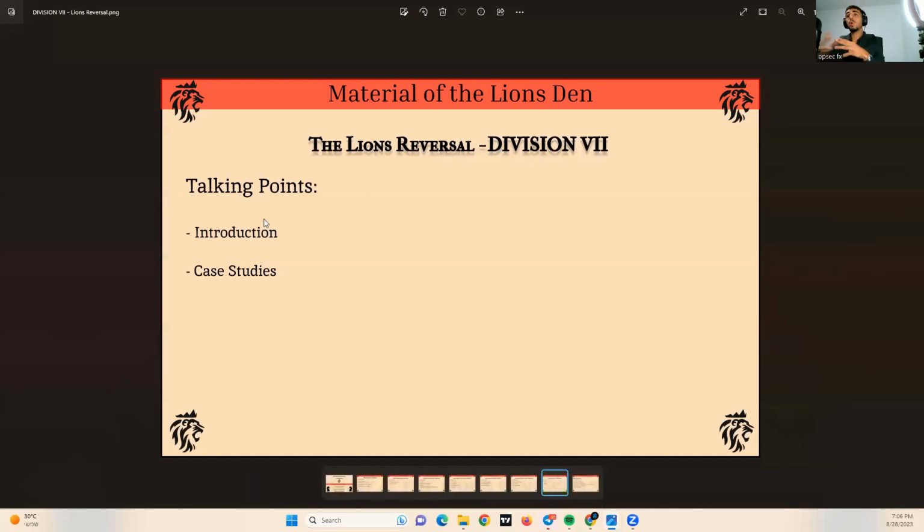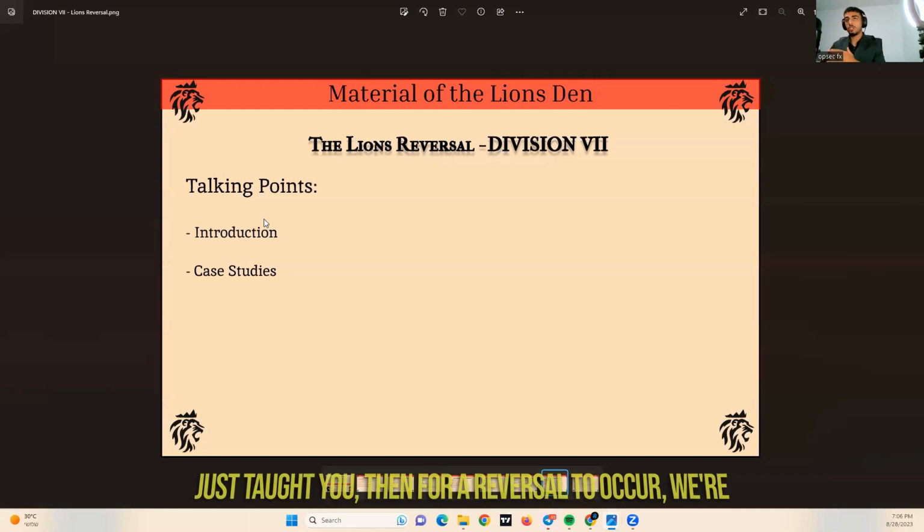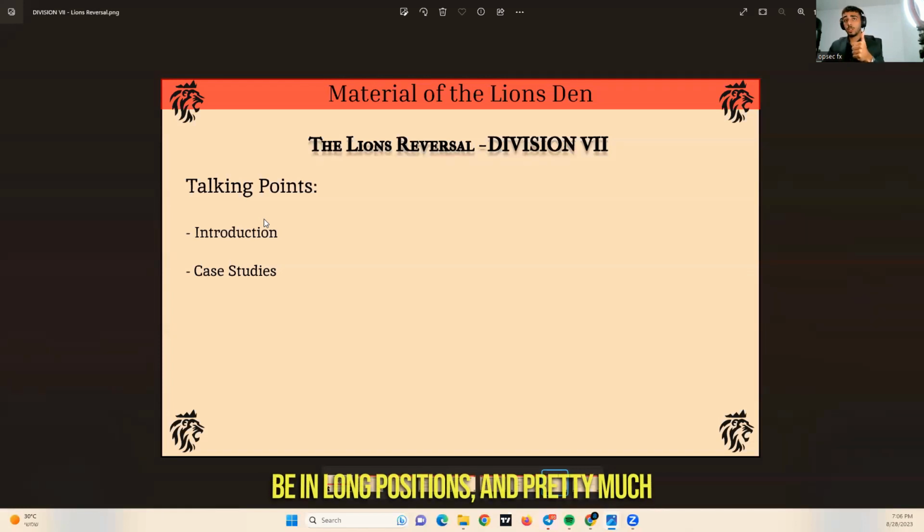Anyways, what is the Lion's Reversal? The Lion's Reversal is pretty much my way of finding a reversal. It's my style of finding a reversal. Now, if I'm going to base it on everything I just taught you, then for a reversal to occur, we're going to need the following things to happen. We're going to need smart money to be in long positions. At the foundation of it, smart money's positions have to shift from short to long for a bullish reversal. The positions have to shift from short to long.